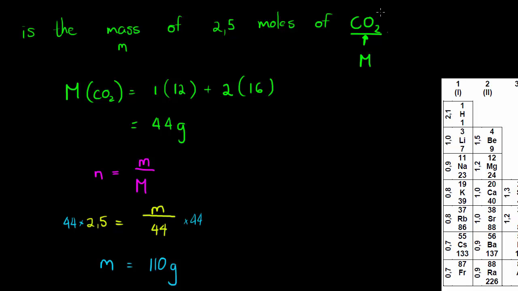In other words, if I have 110 grams of carbon dioxide, I have 2.5 moles of carbon dioxide. What does 2.5 moles mean? Well, remember, 1 mole is a number of atoms or a number of molecules. It's 6.0221417 times 10 to the power of 23. So this is a number of molecules. I have 2.5 times this number of molecules of CO2 in 110 grams of CO2, carbon dioxide. I hope that makes sense.